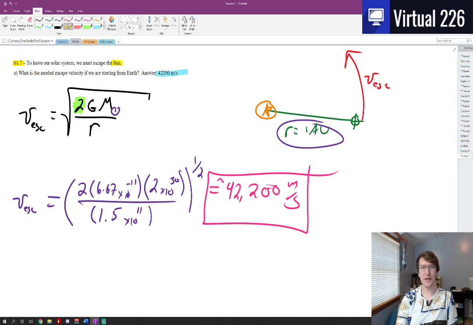In part B here, we're going to change things up a little bit. We are not going to escape just from the sun. We're going to escape from a more massive object, whatever it is. And we're not going to start at the Earth's position. We're going to start somewhere else and see what happens. But for right now, this problem is finished.